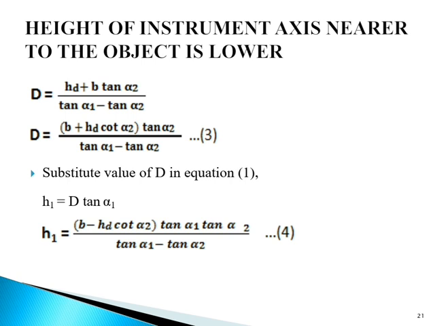Further, if we simplify it, d is equal to HD plus b tan alpha 2 divided by tan alpha 1 minus tan alpha 2. Putting the value of HD, d is equal to b plus HD cot alpha 2 bracket over tan alpha 2 divided by tan alpha 1 minus tan alpha 2, which will be our equation number 3. So substitute the value of d in equation 1. Our equation 1 is h1 is equal to d tan alpha 1. So h1 is equal to b minus HD cot alpha 2 into tan alpha 2 divided by tan alpha 1 minus tan alpha 2, which will be our equation number 4.